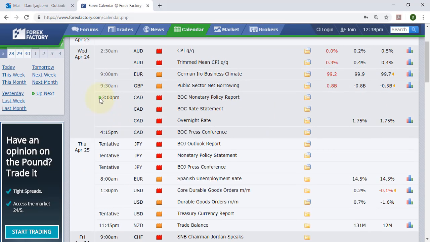At 3 p.m. today, GMT, you have the overnight rate for Canada. The rate statement is coming out, and the Bank of Canada monetary policy report. So this is the one that we're interested in.